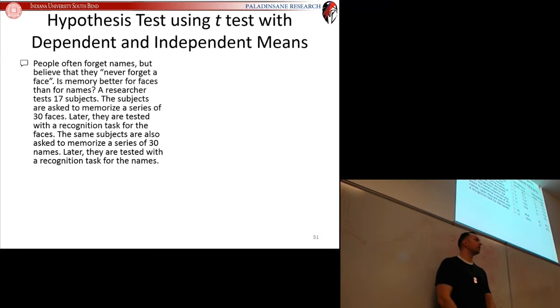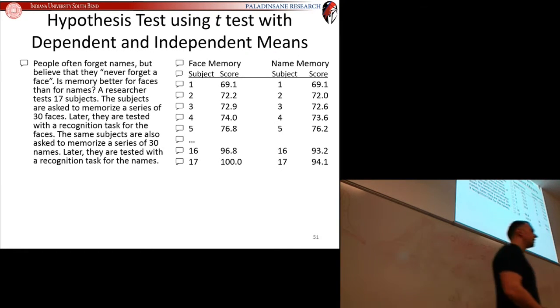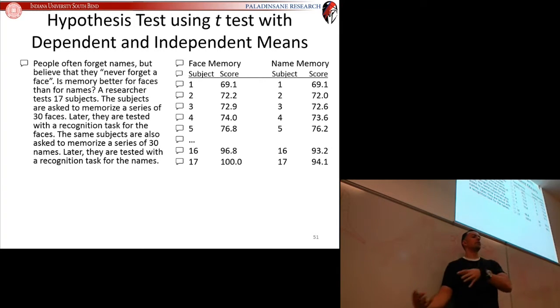So there are the scores, and the scores are exactly the same as we did in the previous example. The only difference here is that these 17 subjects over here are the same people as these 17 subjects over here. So subject number 1 here is the same person as subject number 1 here. Subject 5 over here, same person as subject 5 over here. Subject 16, same person as subject 16 over there. All the numbers are the same. All the data is the same. It's just that now it's come from a dependent means t-test.